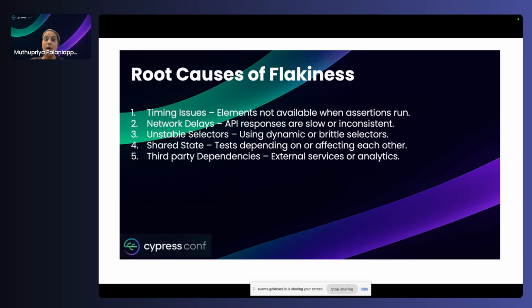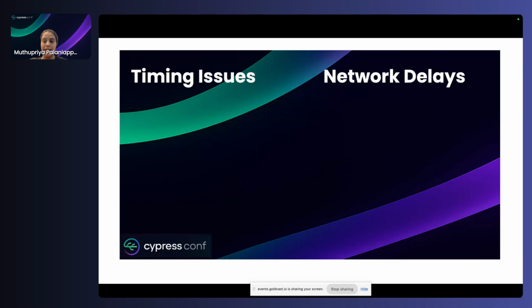Let's dive into the main root causes of flakiness. These are the most common problems when it comes to flaky tests. First is timing issues, then network delay, then unstable selectors, shared state, and then external dependencies. I will touch on each one a little bit.